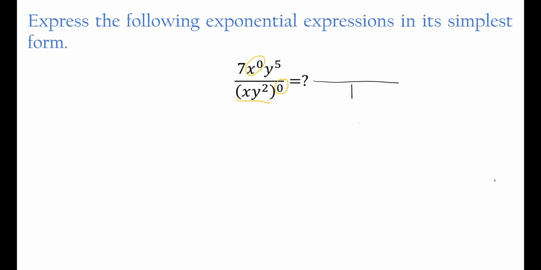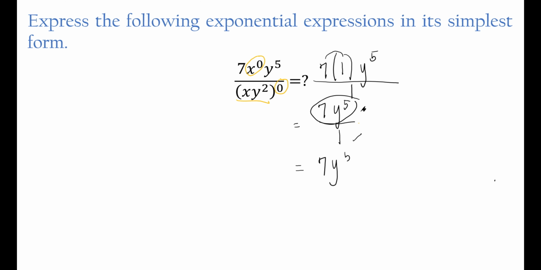So the numerator will be 7 times x raised to 0, which is equal to 1, y raised to 5. Simplifying further, we multiply 7 by 1, which is equal to 7y raised to 5 over 1. And as we know, any number divided by 1 is equal to this number. So the final answer is 7y raised to 5.